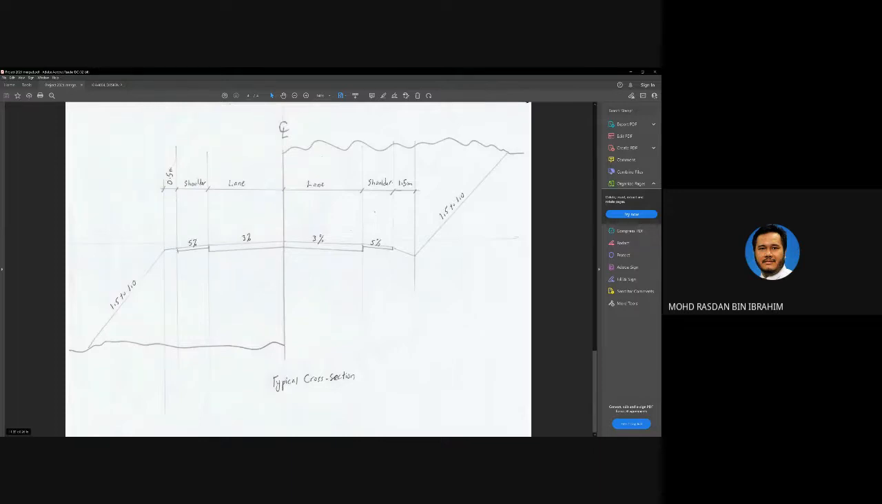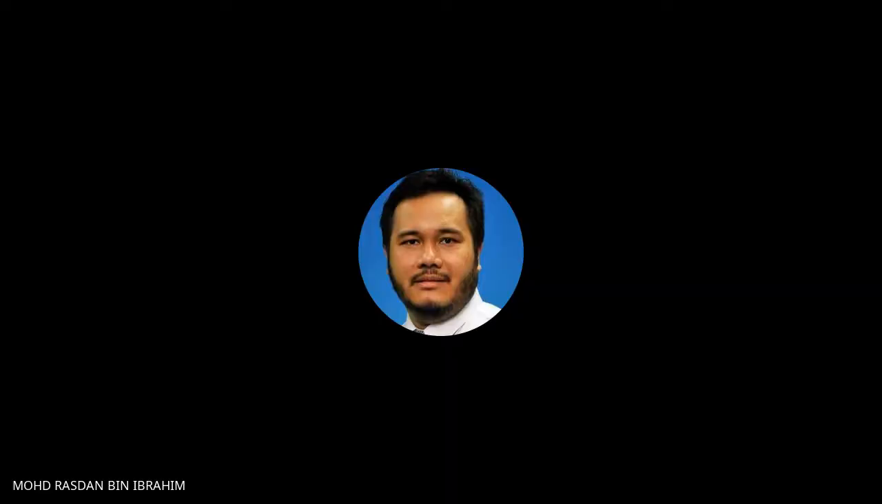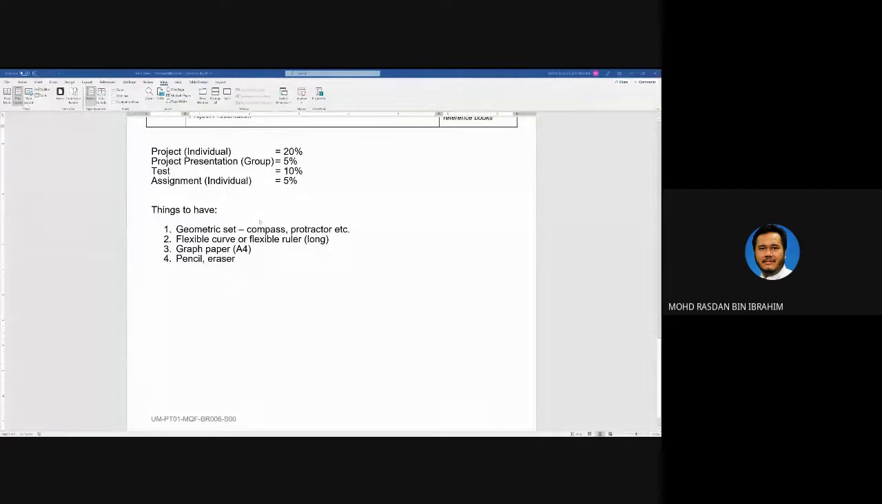Okay. So what you need to have is a geometric set, compass, protractor, and so on. It's good to have a flexible curve, especially when the flexible curve has measurements, a scale, meaning you can use it as a ruler. Otherwise, if you have a flexible long ruler, it's adequate for you.